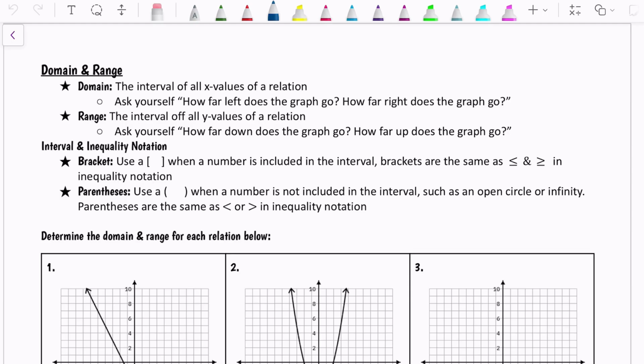Range is the interval of all the y values. And when we ask the questions for range, we say, how far down does the graph go, and how far up does the graph go? So refer to those questions each time you answer domain and range.